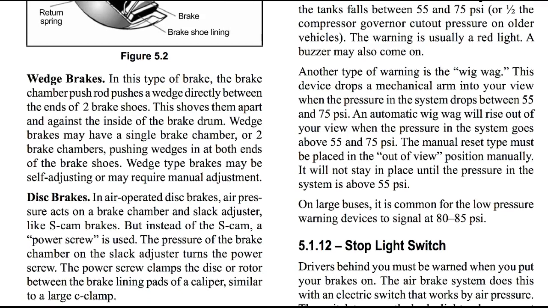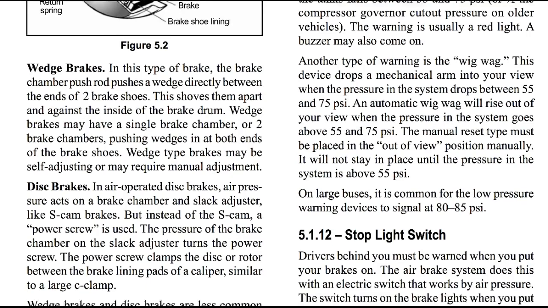Another type of warning is the Wig Wag. This device drops a mechanical arm into your view when the pressure in the system drops between 55 and 75 psi. An automatic Wig Wag will raise out of your view when the pressure in the system goes above 55 and 75 psi. The manual reset type must be placed in the out of view position manually. It will not stay in place until the pressure in the system is above 55 psi. Now on larger buses, it is common for low pressure warning devices to signal at 80 to 85 psi.